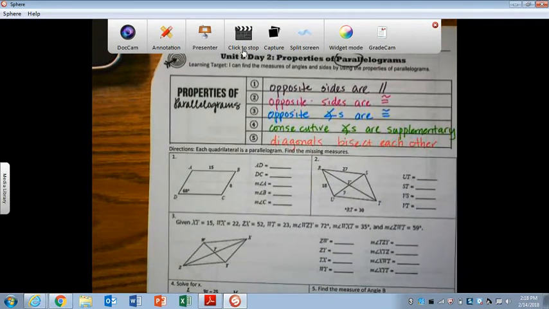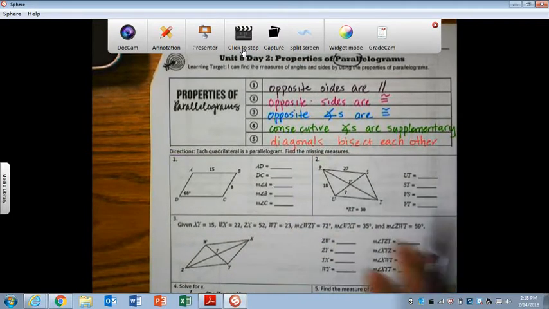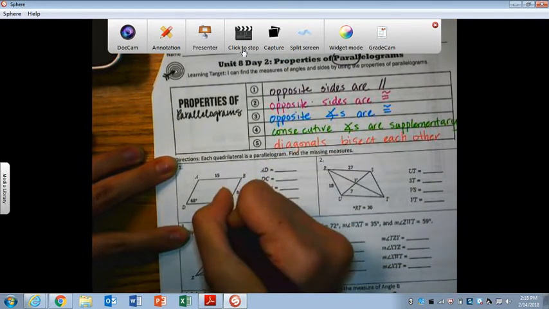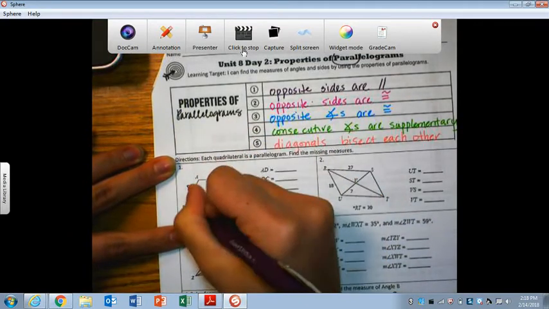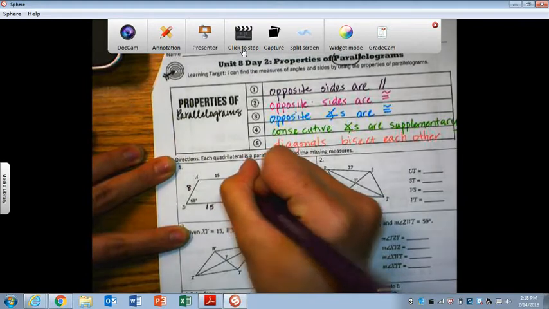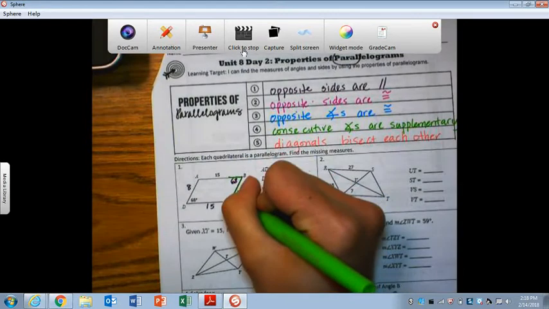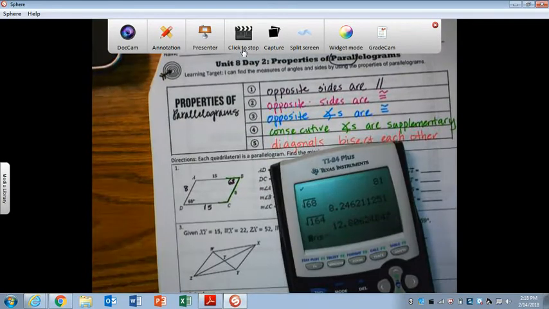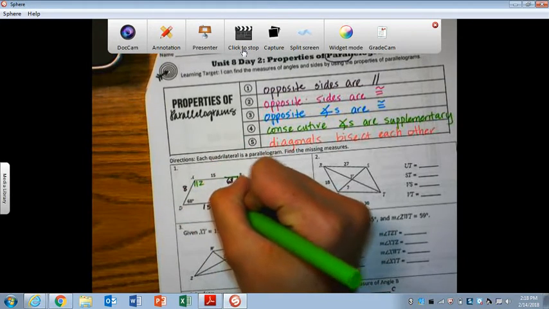Okay, let's play with this a little bit and let's see how these properties work. Okay, so it says each quadrilateral is a parallelogram. Find the missing measures. So I'm going to look at what they give me first. I know opposite sides are congruent, so I know that this is 15, I know this is 8, and then I know that opposite angles are congruent, so this is going to be 68. Remember also, consecutive angles, or angles that follow each other, add up to 180. So you go 180 minus the 68, and that's where you're going to get your 112 right there.